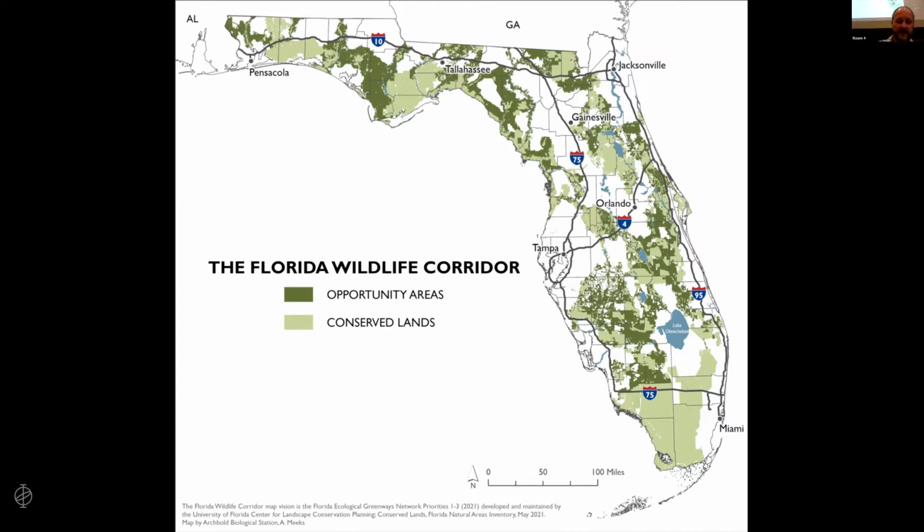And what the vision is, you see the darker green is what they call opportunity areas. So the vision is to make a connected corridor from the panhandle of Florida to the Keys, so that wildlife can migrate along its natural habitat. The Florida panther is their flagship species they're worried about, but there's numerous other species there too. This is a really challenging vision to achieve for a lot of reasons.